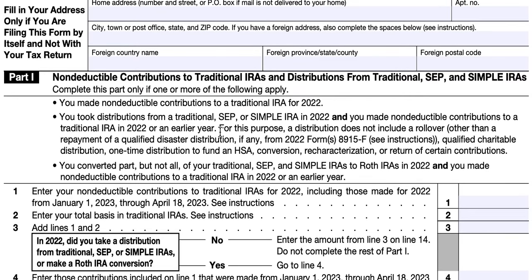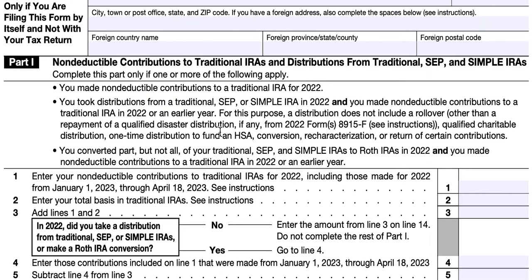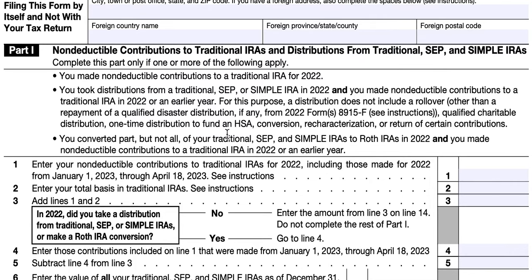If you did take a distribution, then you're going to have to go through the rest of part 1, starting with line 4. In line 4, you'll enter the contributions that you included on line 1 that were made from January 1st through the tax filing deadline of the following tax year. So in this case, for the 2022 tax season, you would include all those contributions made through the filing deadline in the calendar year 2023. You'll subtract line 4 from line 3, and that result will go into line 5.